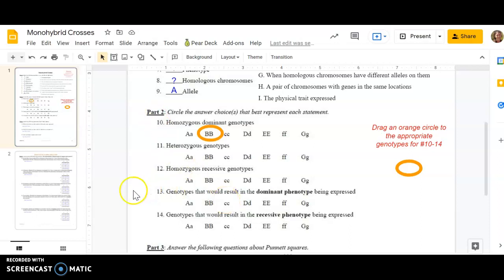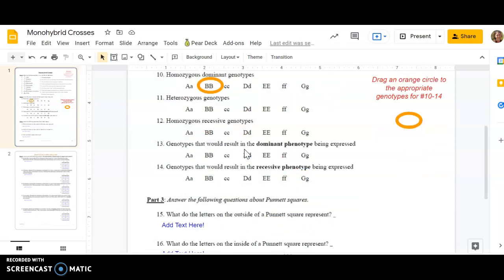I do want to point out, these will all work the same, but when we get down to number 13, notice it changes to phenotype, not genotype. And if you remember, phenotype is the physical appearance. So no longer are we assessing what the genetic combo is, but we're trying to picture which of these would show that dominant trait. And then same thing down here, which of these would show that recessive trait. All right, that is part 2.